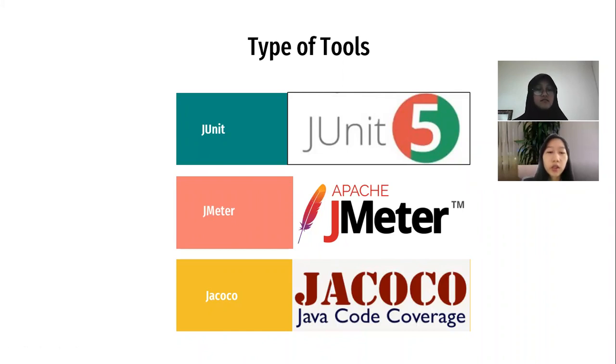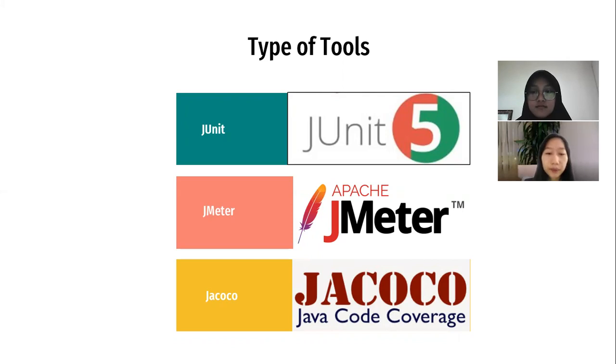And the third is JaCoCo. JaCoCo is the result that explains how far our code has been tested in white box testing. This includes all lines, including lines that are not used in the code. JaCoCo gives us an idea of how far our entire code has been tested in white box testing. The higher the code coverage value, the better, because our lines of code have been covered by various tests.